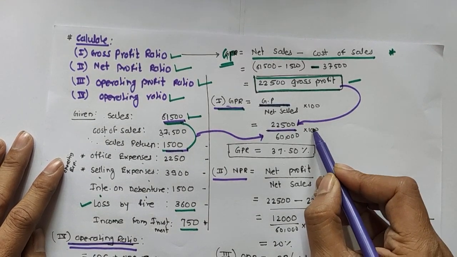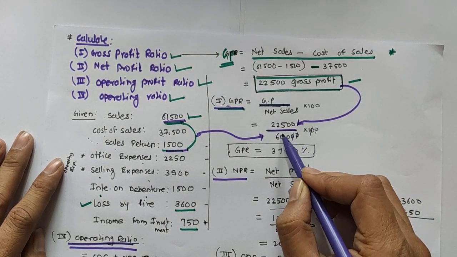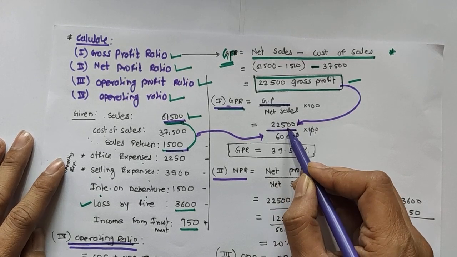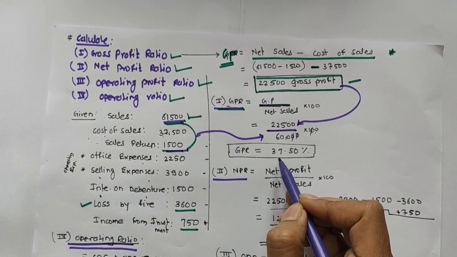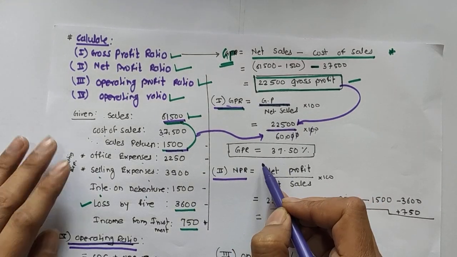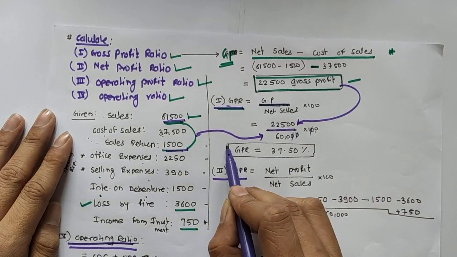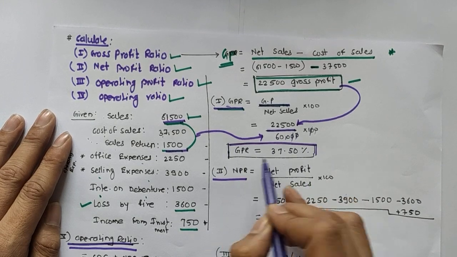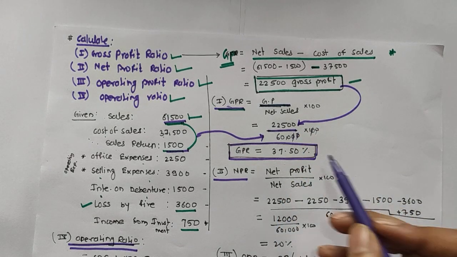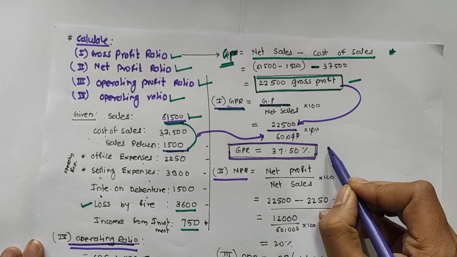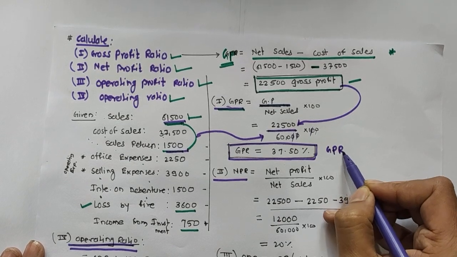So divide it. So the zeros cancel. So 22,500 divided by 60,000, you will get 37.5%. You can solve this using the simple calculator, or orally you can solve. So we have calculated the gross profit ratio.